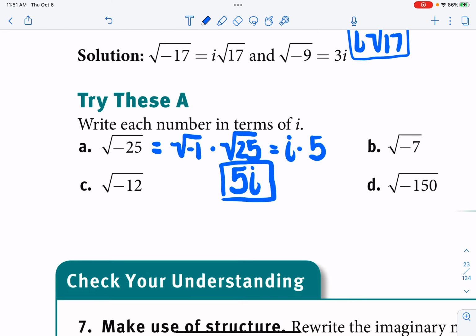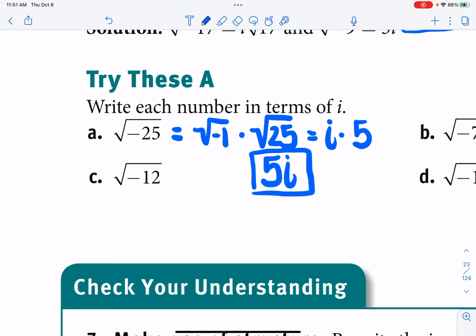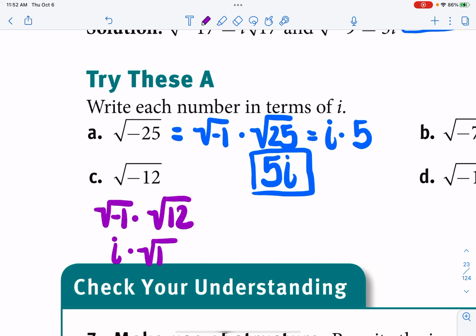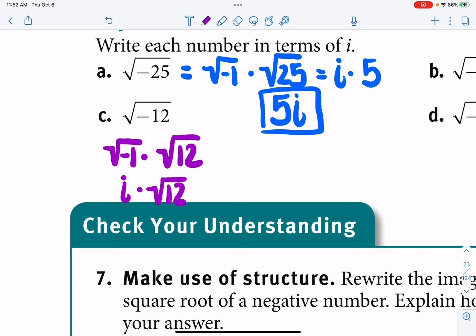The next part is C. You're going to start off the problem as you've done before: the square root of -1 times, to get to -12, the square root of 12. The square root of -1 is i, times the square root of 12. Now, do not leave it like this. I know 12 is not a perfect square, but here's what you have to think about: can I divide 12 by any perfect square? I can divide it by 4. So I can write i times the square root of 4 times 3.